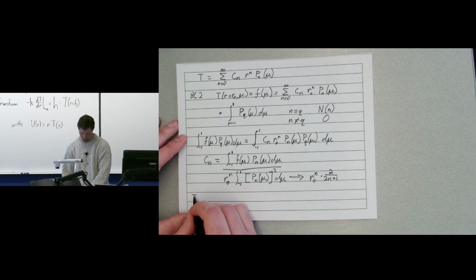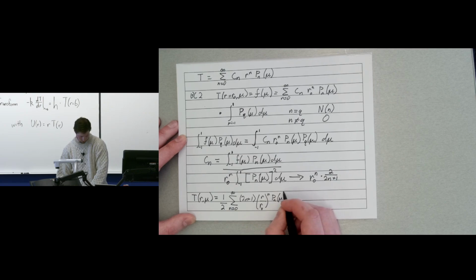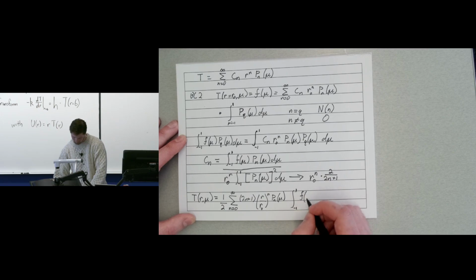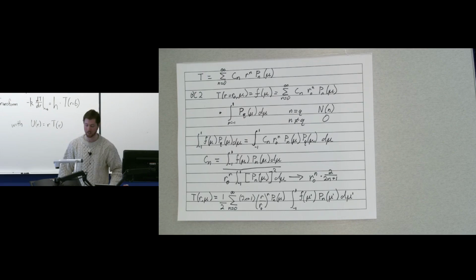So then when we put this all together, we'll finish with T of r comma mu equals 1 over 2 times the summation from n equals 0 up to infinity of 2n plus 1, r over r naught raised to the nth power, the Legendre polynomial of the first kind of order n of mu, times the integral from -1 up to 1 of f, where we call this mu prime here so we don't mix up our integrals and functions, times our Legendre polynomial at mu prime, d mu prime. All right, that's our solution.